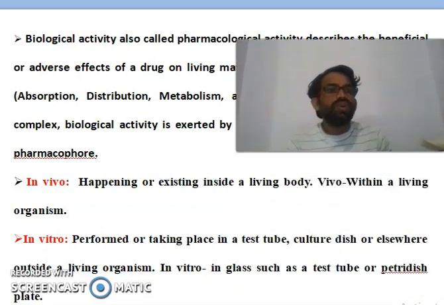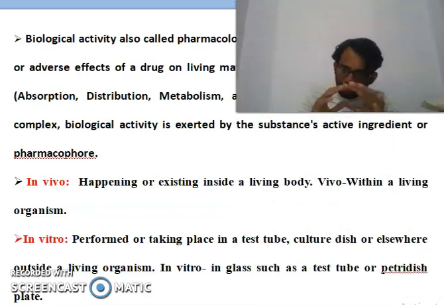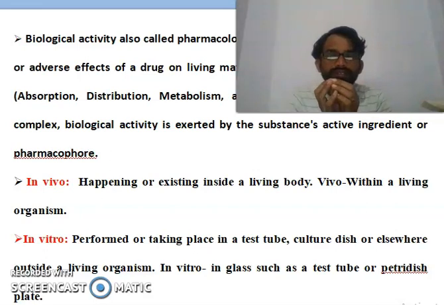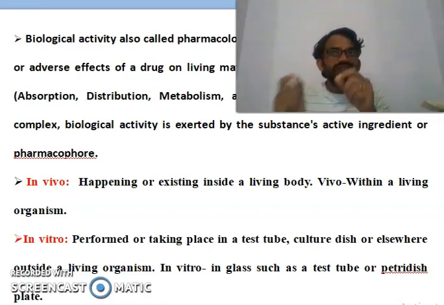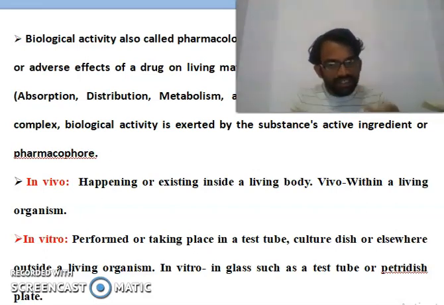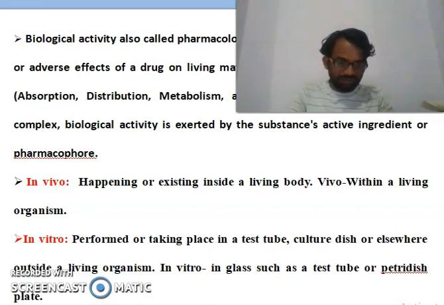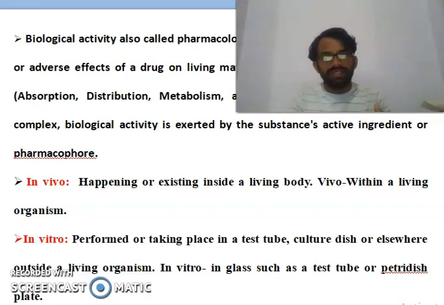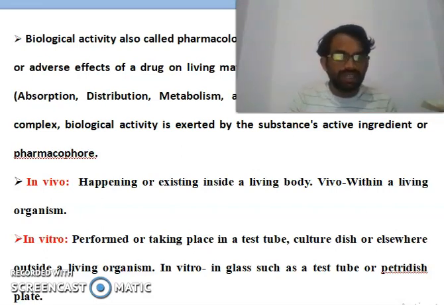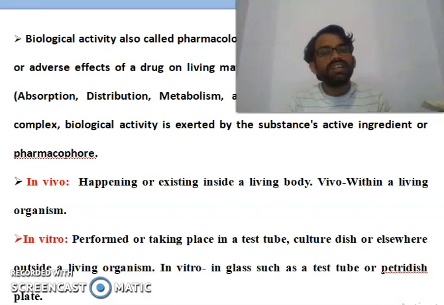Then, when you talk about biological activity, the familiar words are in vivo and in vitro. What is in vivo? It is happening or existing inside the living body. So in vivo means the living organism. The experiment is carried out in the living organism.